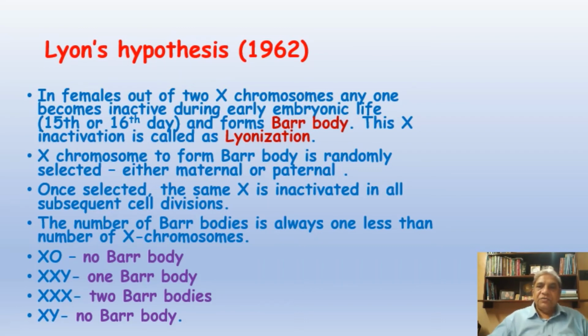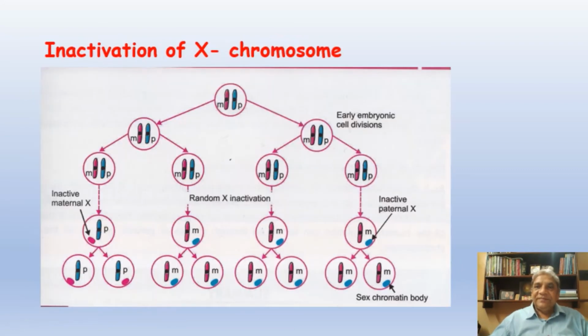Now I quickly move to the next slide. This is the diagram which I was referring to, showing how the inactivation takes place. See that this is an embryonic cell where two chromosomes are seen. One is in red and another is in green, right? The one written as M means this is the X chromosome that has come from the mother, and the one written P has come from the father, the maternal or paternal X chromosome.